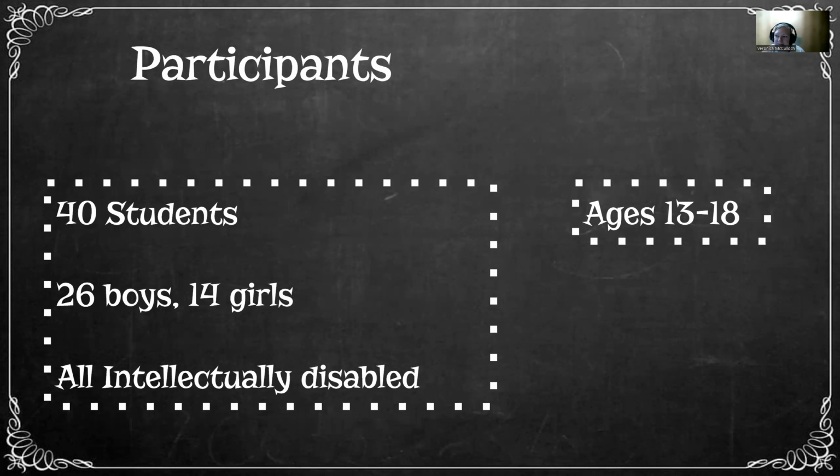The participants used in this study were 40 students, 26 boys and 14 girls, and all of them were intellectually disabled, but a few were labeled with autism and a few labeled other things, but the majority were intellectually disabled. These students were ages 13 through 18.